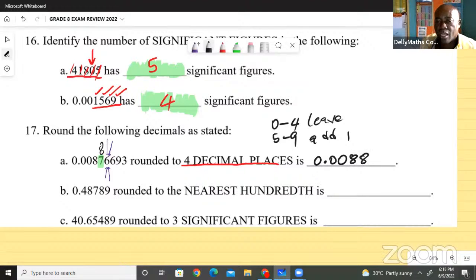0.0088. Remember though, do not use a 0 to hold the other numbers that come after the spot. If you do, you will have more than the required decimal places. So if you're asked to round off to 4 decimal places, you should have 4 digits after the decimal point. Hence, we have this. Check it out. There are 4 digits after the decimal point. 1, 2, 3, 4. No more, because we only need 4 decimal places as stated.